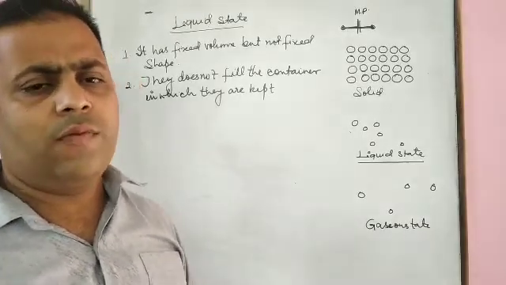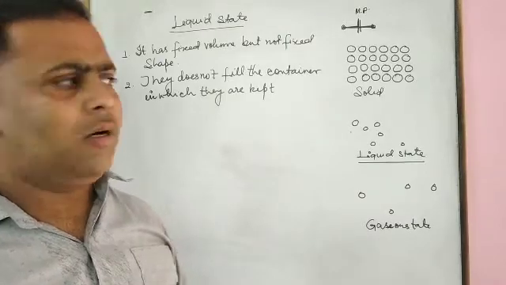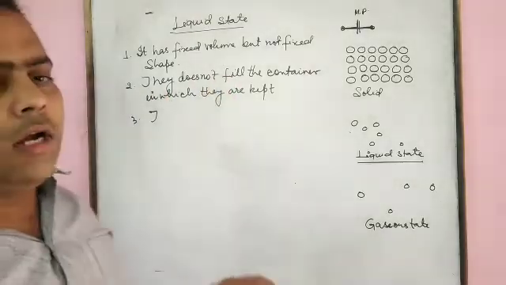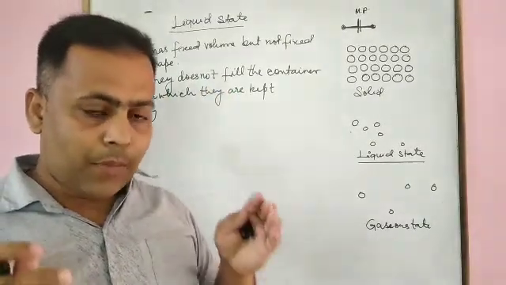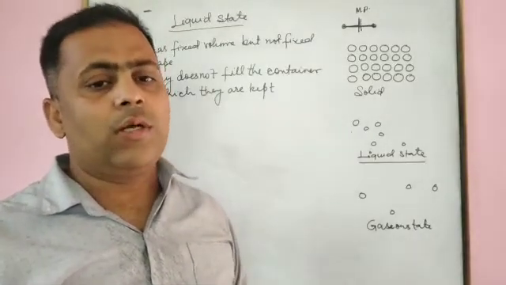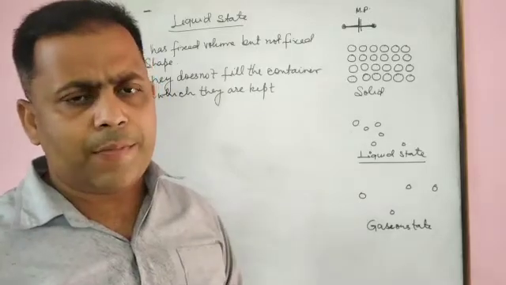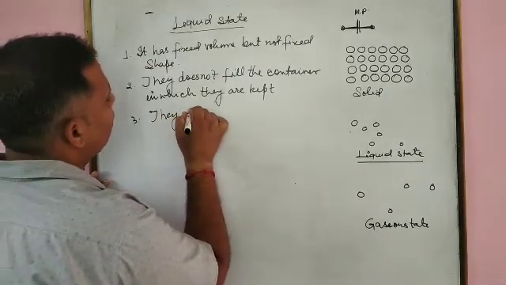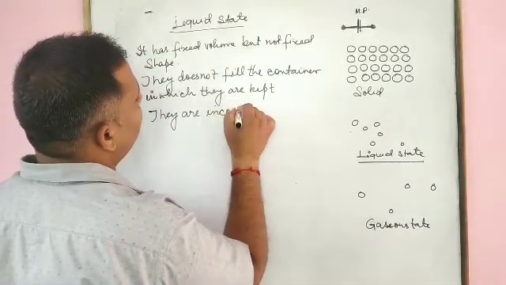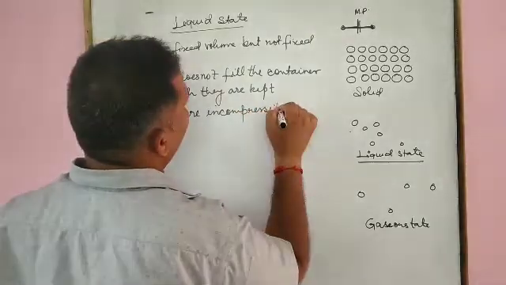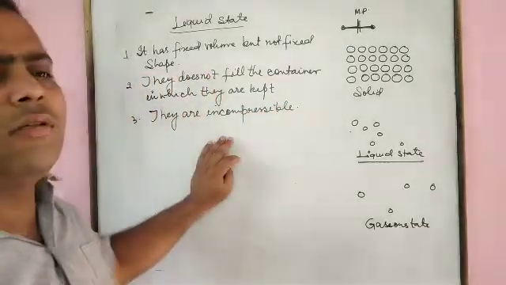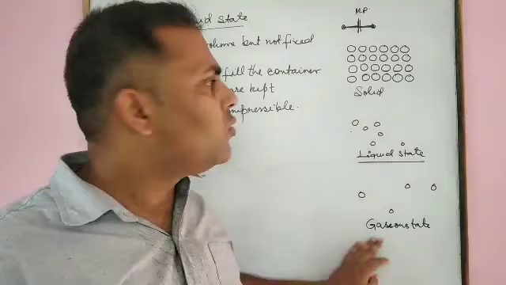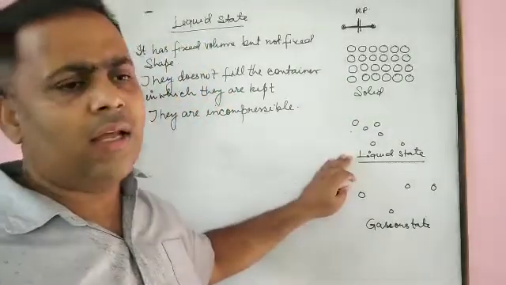Why is it so? Because of lesser force of attraction in comparison to solid state. Next, they do not fill the container. It means they are not so free. The molecules have some appreciable force of attraction, therefore they cling together and do not fill the container in which they are kept. It means they have fixed volume. Next, they are incompressible. Why? Because they have lesser interparticle space in comparison to gas state. So the solid and liquid states are incompressible.